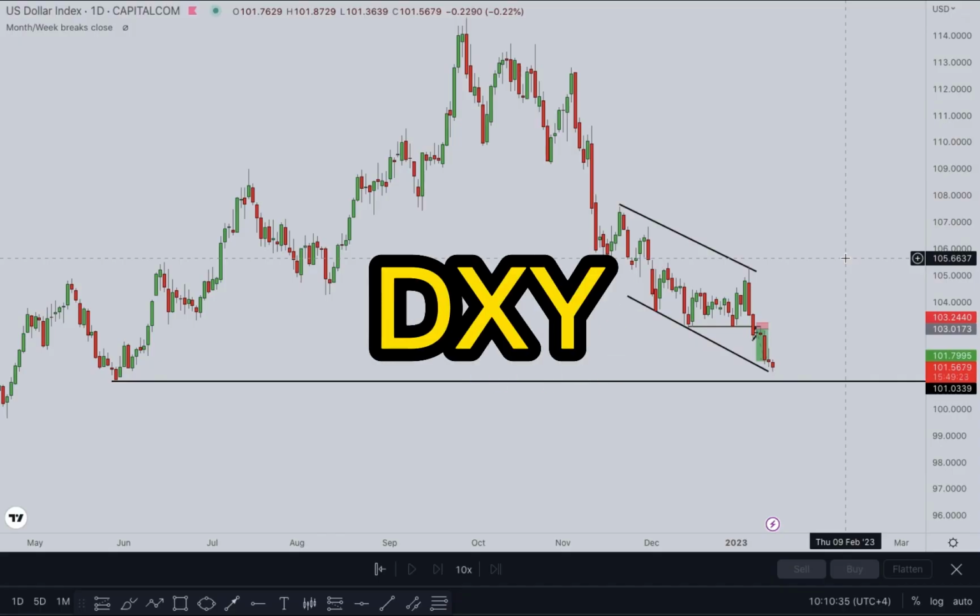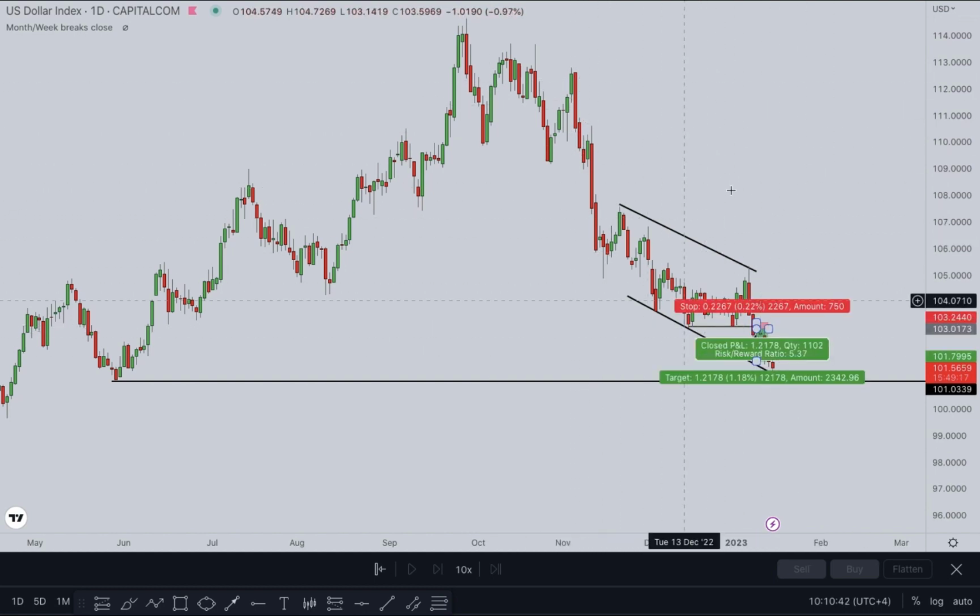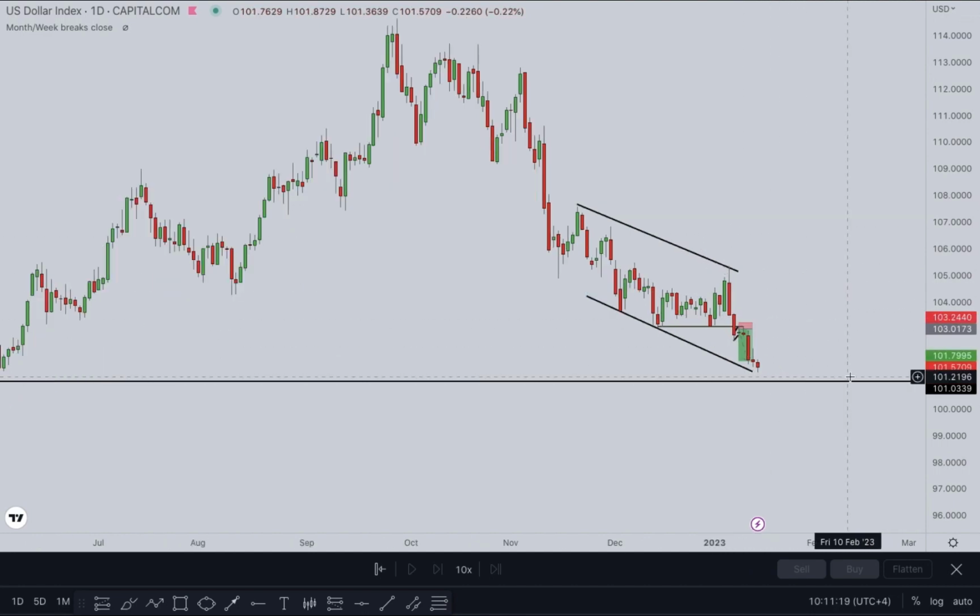So this is DXY on the daily time frame. We have a downtrend. Looking at this price action, we had this impulse, this is a corrective phase, and based on this pattern, price is likely to break to the upside. So what we were looking for was selling opportunities since we were on a downtrend. So I'll go down on the lower time frame.